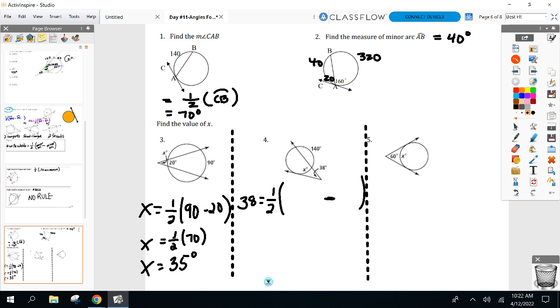We at least know one of the arcs, right? The minor one. What's the measure on the minor one? So something minus x. I need your help. How the heck do I figure out what that arc is? Because that's what's going to go in first, minus x.